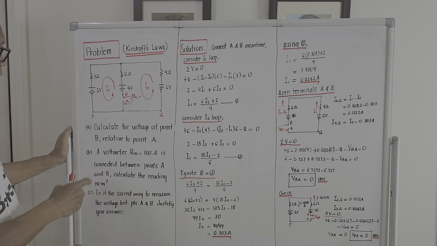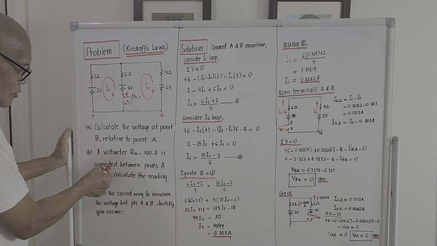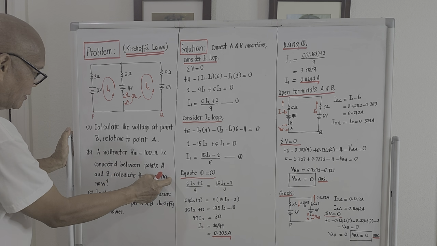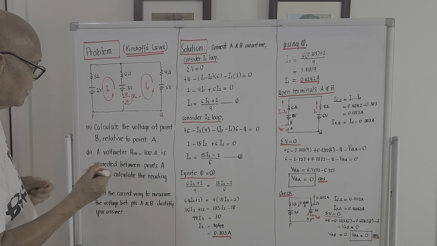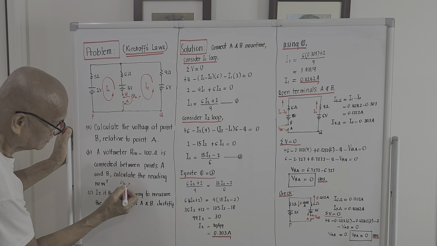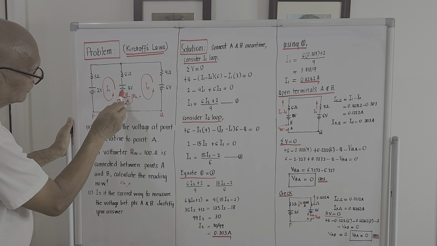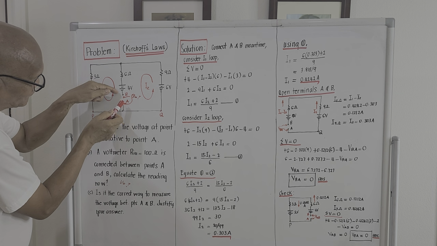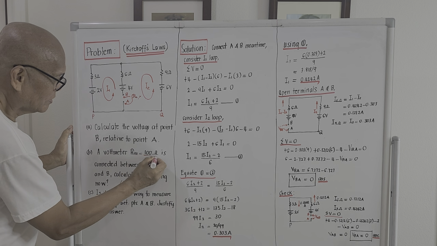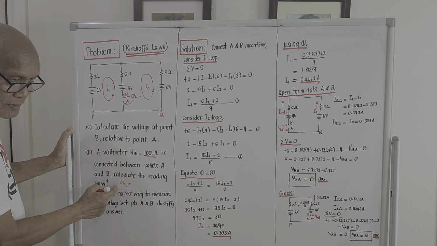Second question: a voltmeter with an internal resistance of 100 ohms is connected between points A and B. Calculate the reading now. Meaning to say, he is still asking for the voltage. He puts a voltmeter here, the internal resistance is 100 ohms, and he is asking what will be the voltage reading.